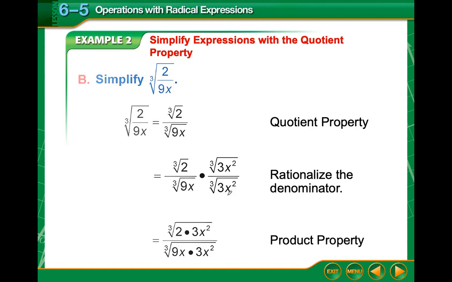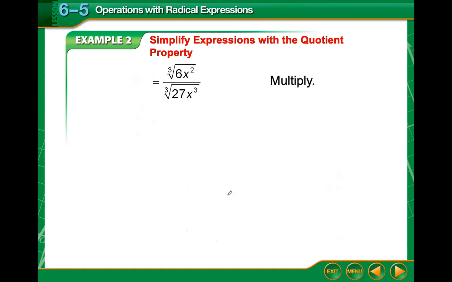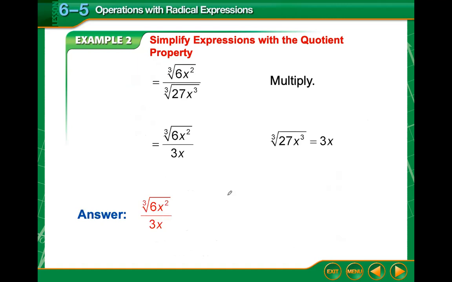So using the product property, we get the cubic root of 6x squared over the cubic root of 27x cubed, which gets us the cubic root of 6x squared all over 3x. And that would be our solution.